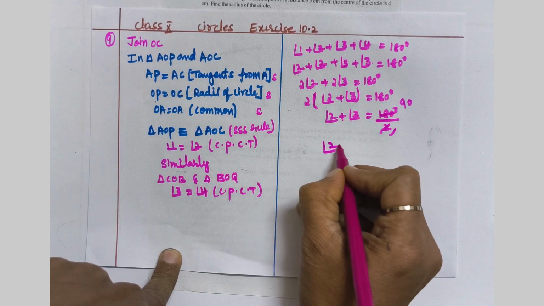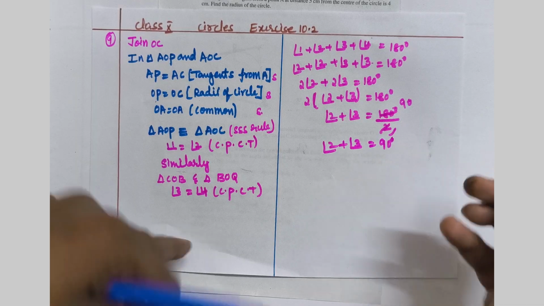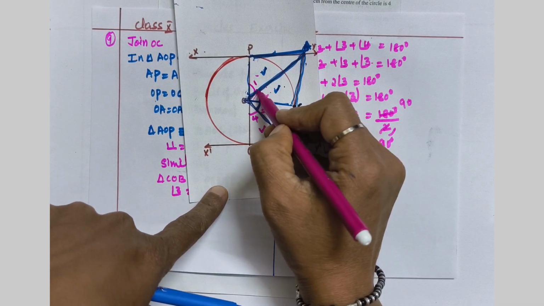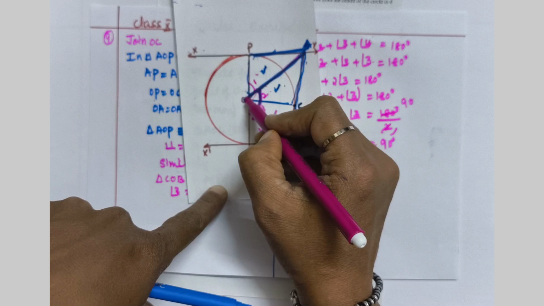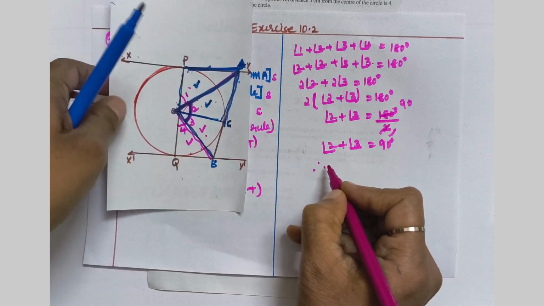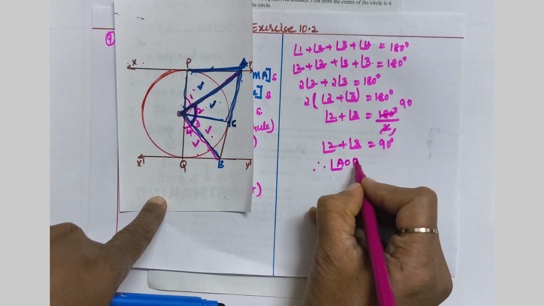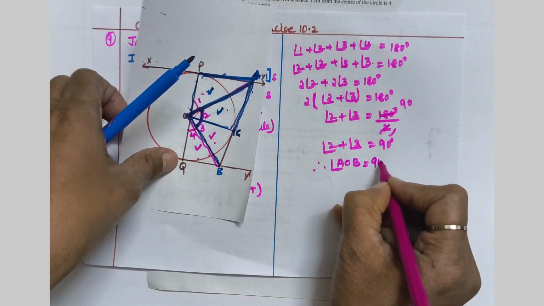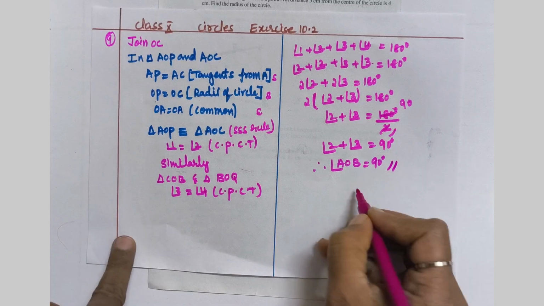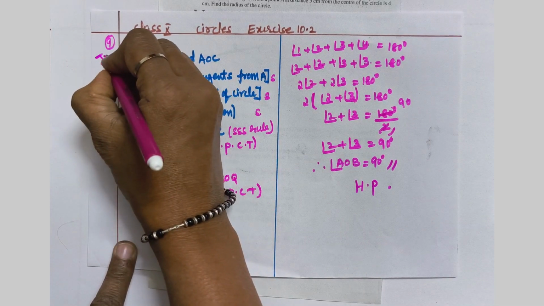So angle 2 plus angle 3 is equal to how much degree? 90 degrees. So 2 plus 3, 2 plus 3 means this much angle. 2 plus 3 means what? AOB. So finally you write, see here, angle AOB is equal to how much degree? 90 degrees. This is the final answer. You write hence proved. This is a very important question.